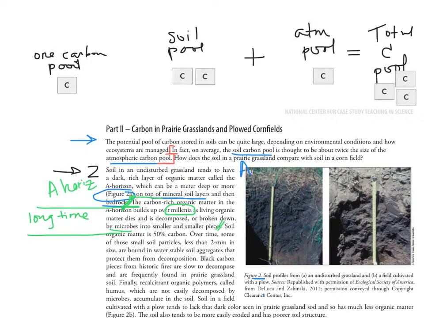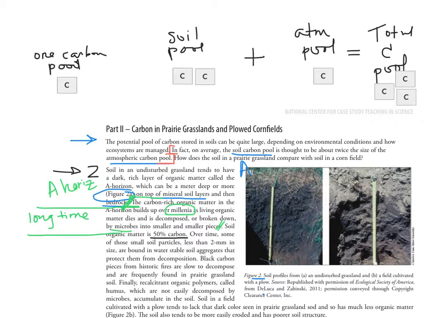All right, I'm going to change my pen color because I like to do that when I'm changing sentences too. Yes, I do have many pen colors. Soil organic matter is 50% carbon. Wow, so if all of this black soil here is compacting over a millennia, we have a lot of carbon in it compacting over and over and over.